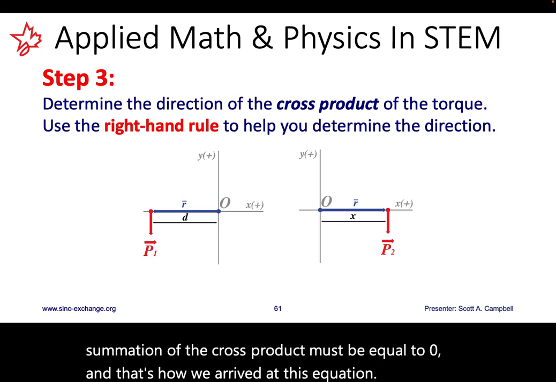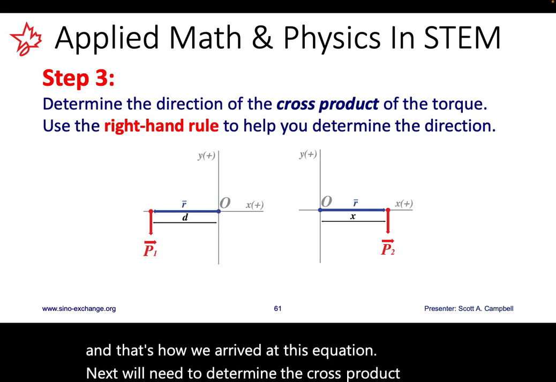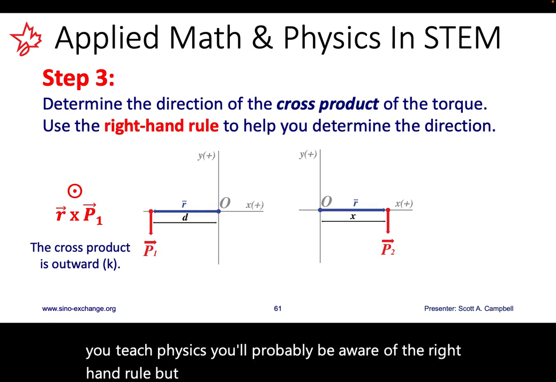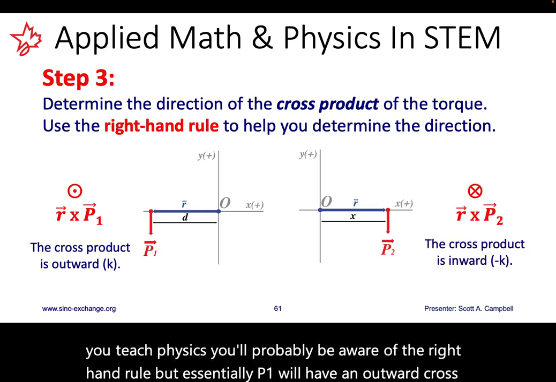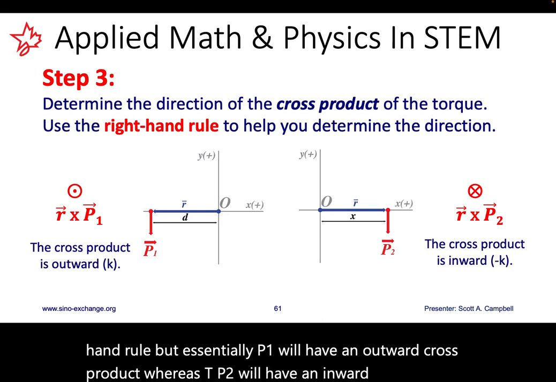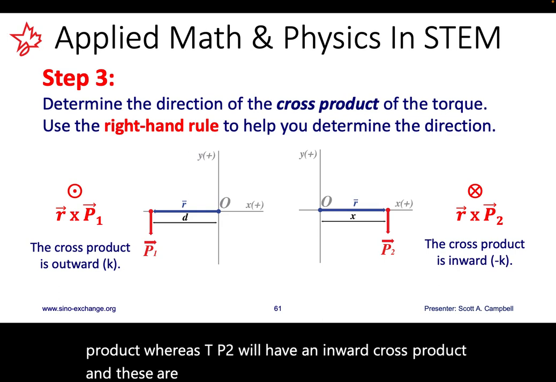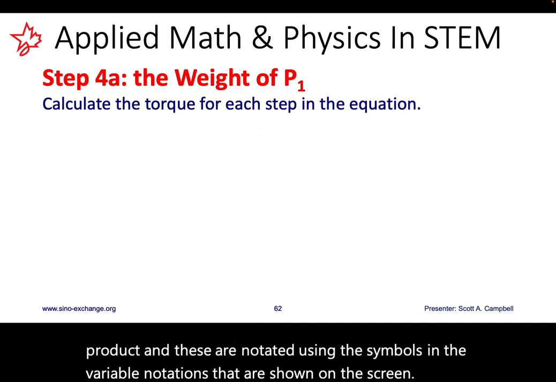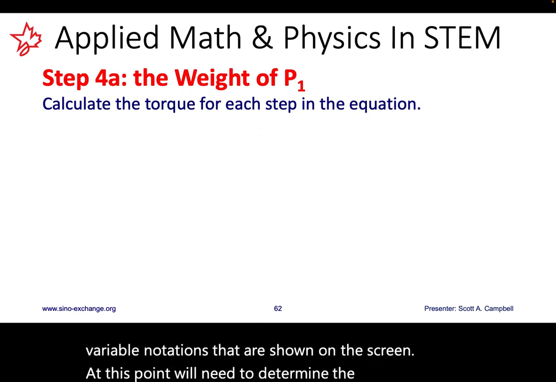Next, we'll need to determine the cross products, and if you teach physics, you'll probably be aware of the right-hand rule. But essentially, P1 will have an outward cross product, whereas P2 will have an inward cross product. And these are notated using the symbols and the variable notations that are shown on the screen. At this point, we'll need to determine the torque that each variable in the system will produce.